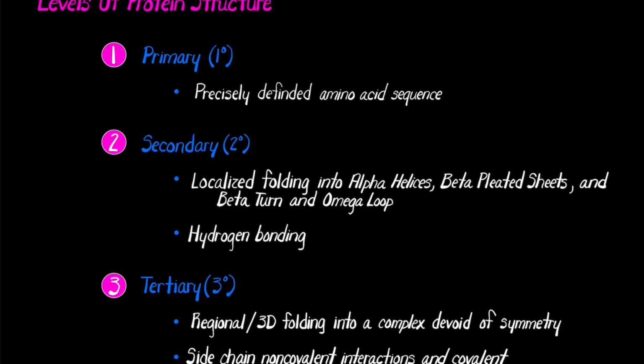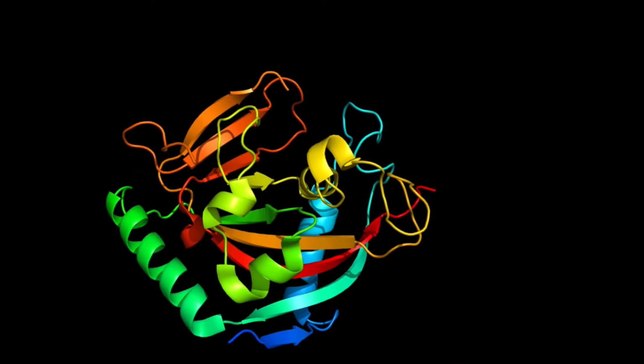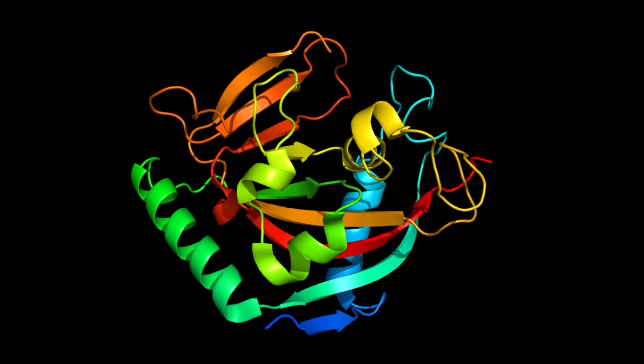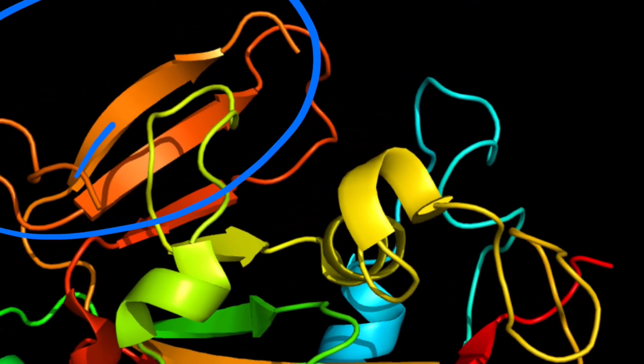So secondary structure is the localized folding into alpha helices, beta pleated sheets, along with beta turns and omega loops. And secondary structure is mainly held together by hydrogen bonding, which we see here, hydrogen bonds, depicted by the green dots. So you're going to see secondary structure mainly depicted by ribbon diagrams. Right here we have the alpha helix, and these are beta pleated sheets. These would be parallel because they're going in the same direction, which we'll see in a moment.